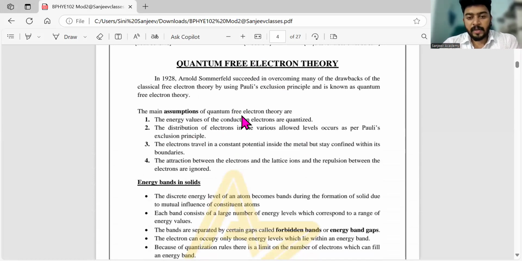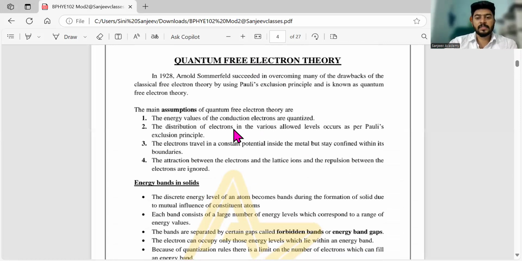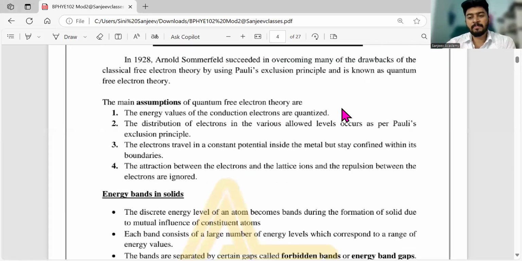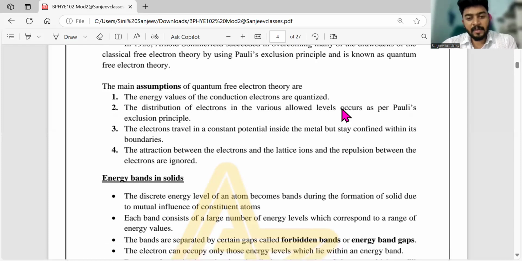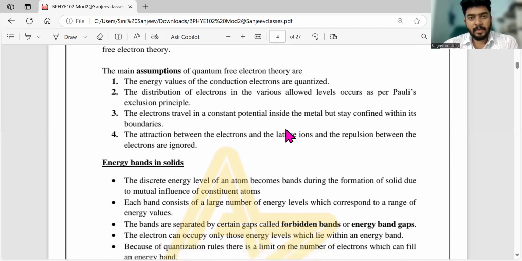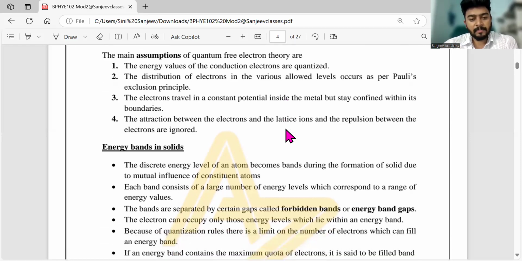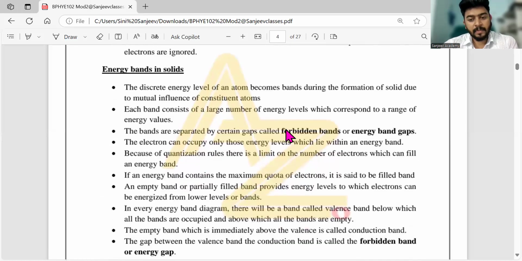Energy values of the conduction electrons are quantized. That is the first point. The distribution of electrons is allowed as per Pauli's exclusion principle, in the sense that only 2 electrons can be there in one particular shell. The electrons travel in a constant potential inside the metal but stay confined within the boundaries. Then obviously the electron will be repelling. That is the fourth point.